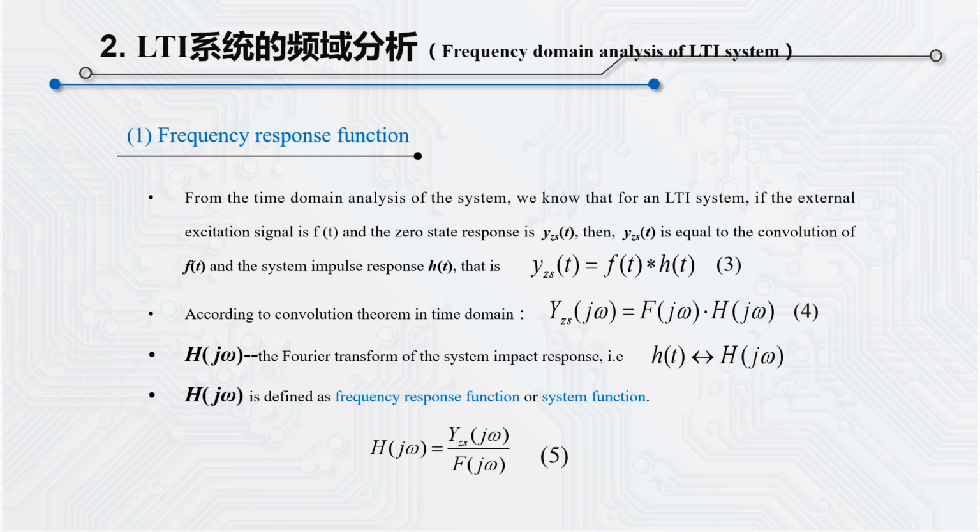In engineering, H(jω) is called frequency response function or system function. It is expressed by Formula 5, that is to say, the system function H(jω) is equal to the spectral density function of the zero-state response Yzs(jω) over the spectral density function of the input signal F(jω).